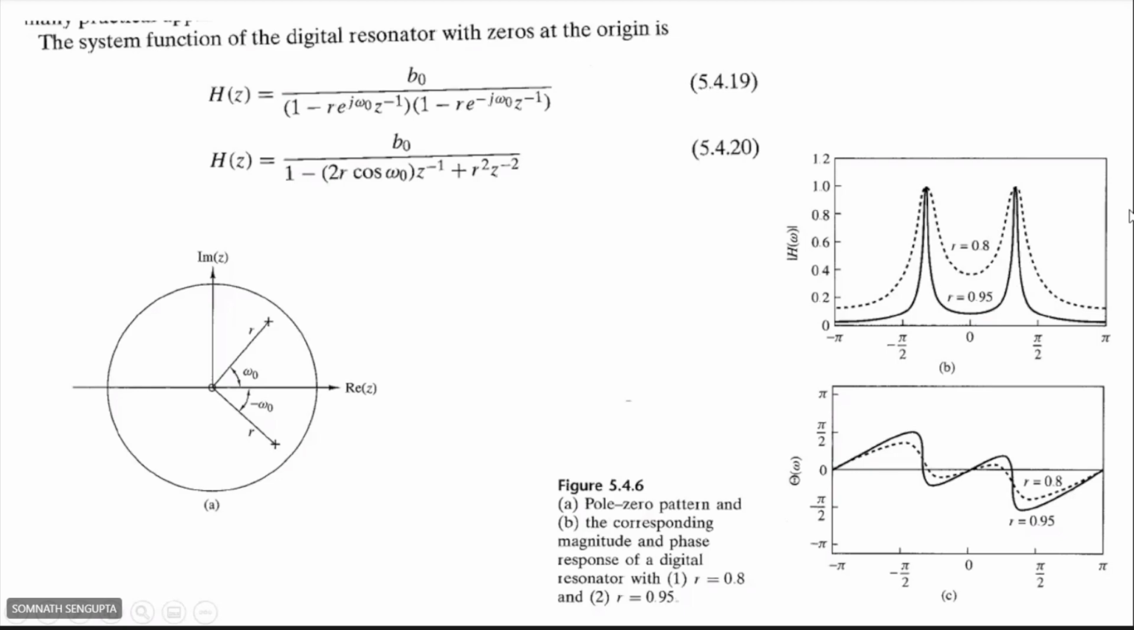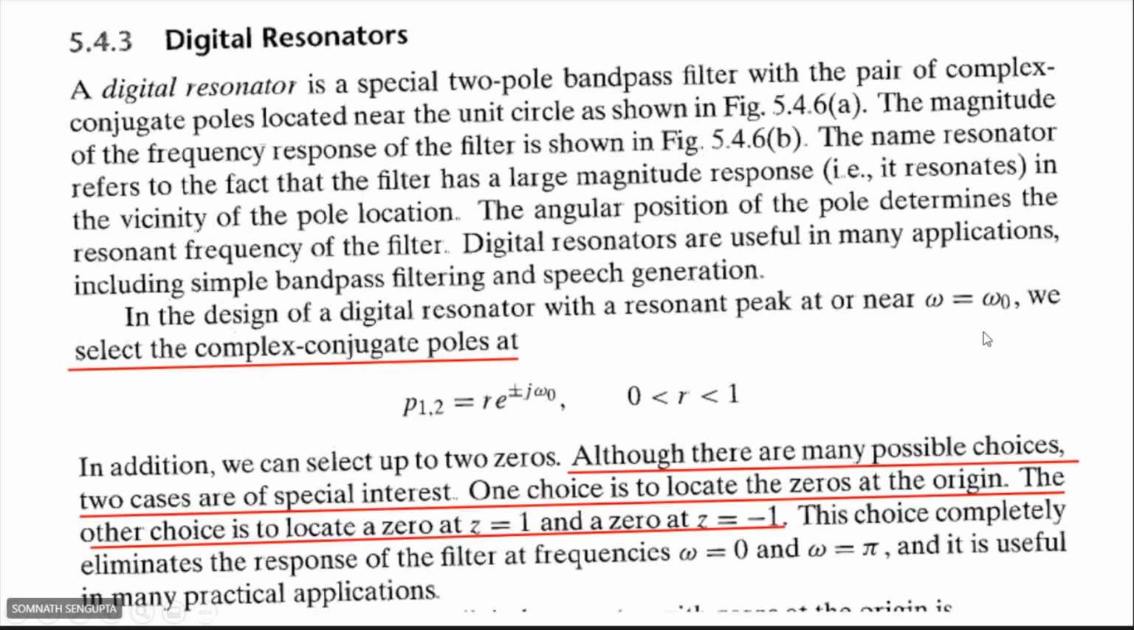The process is this: let us say we want to design a resonator having maximum gain at omega is equal to omega 0. So we should select the poles as R into e to the power plus minus j omega 0. These are the locations of the poles.